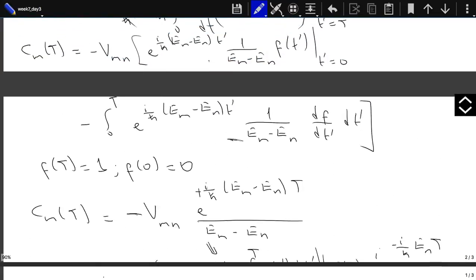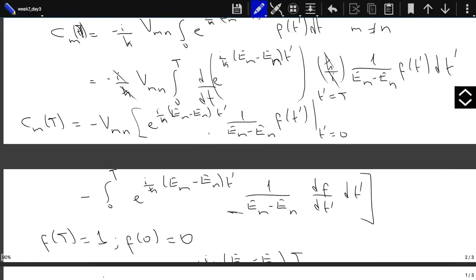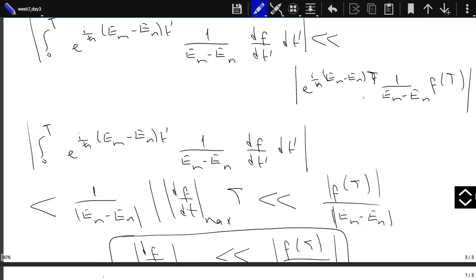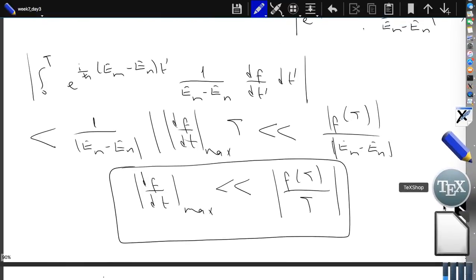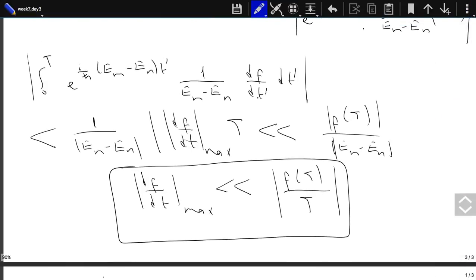Now, let's do another thing. Under which conditions can we say that this is satisfied? Your book just claims that this is satisfied if df over dt is small. Okay, fine, but what are the conditions for this one to be small?